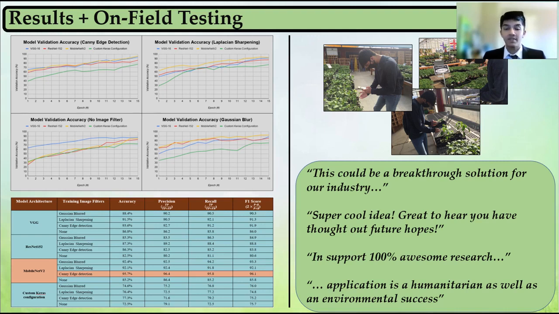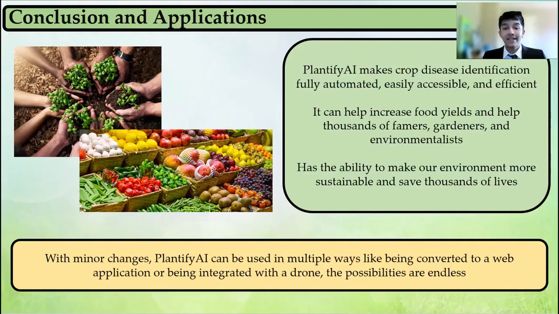Out of the 50 crop leaves tested, PlantifyAI could diagnose 46 crops accurately, as verified by the experts present at the garden. Furthermore, the experts were very impressed by the performance of PlantifyAI, and in their feedback, they indicated that this application could be an environmental as well as a humanitarian success and could significantly increase food security all around the world. PlantifyAI makes crop disease identification fully automated, easily accessible, and efficient. It can significantly help increase food yields all around the world and help thousands of farmers, gardeners, and environmentalists.